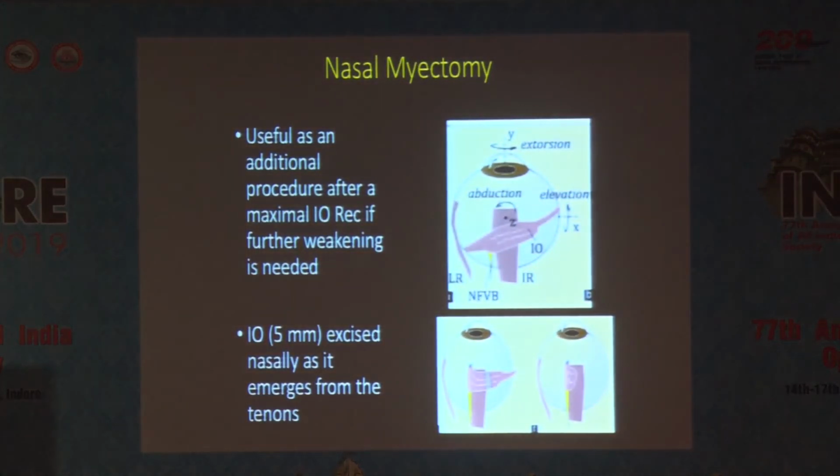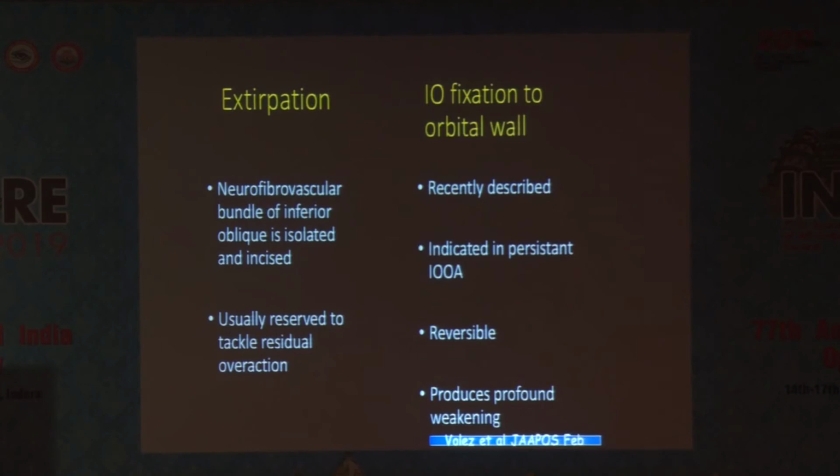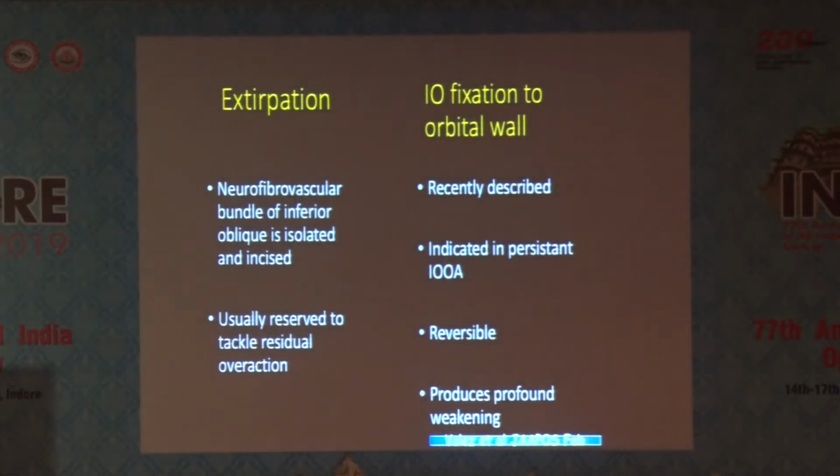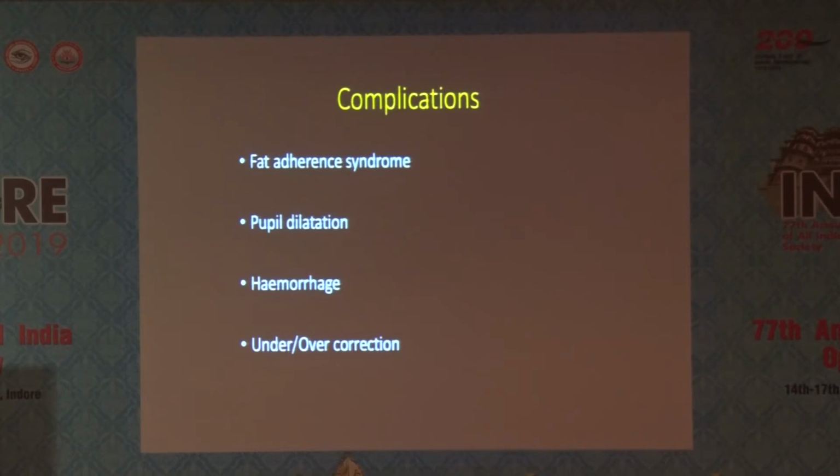Now, nasal myectomy has been described as an additional procedure. If you have done one procedure and your inferior obliques are still overacting, you can go for a nasal myectomy, where you cut off a piece of the muscle, instead of from the temporal side, from the nasal side, a slab of muscle is cut off. It is a further weakening. It is a secondary procedure. Extirpation and inferior oblique fixation to the orbital wall are also secondary procedures done when inferior oblique is overacting in spite of the first surgery.